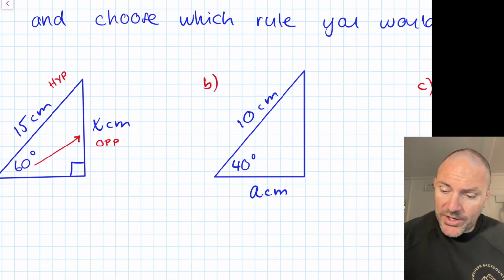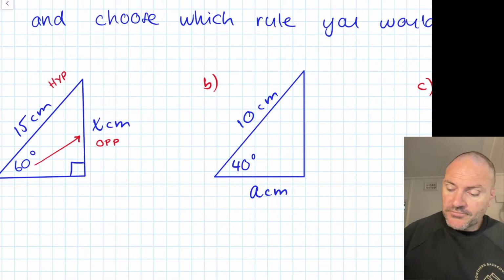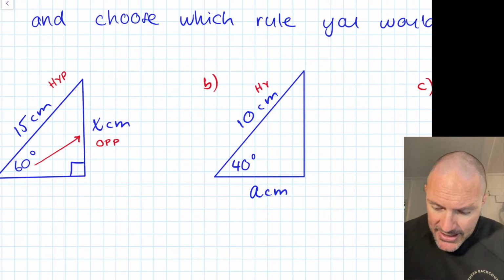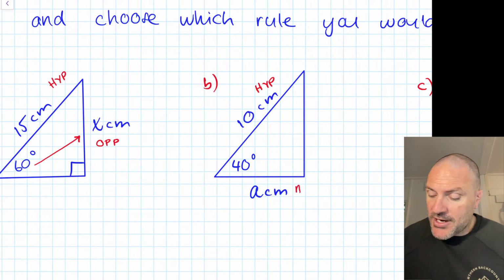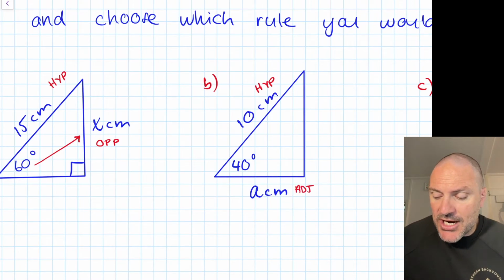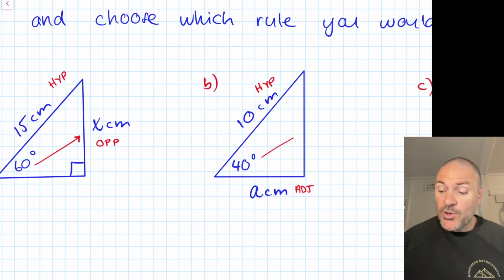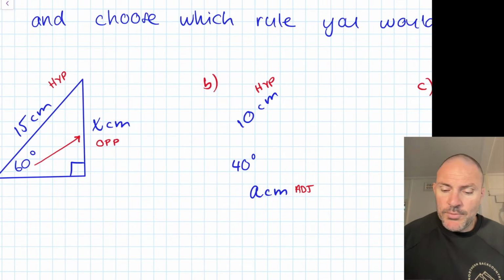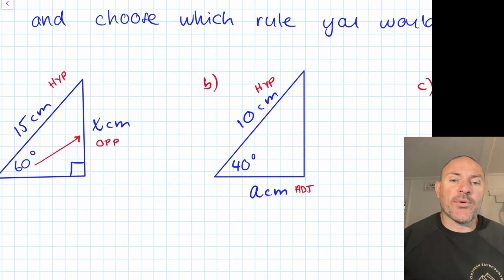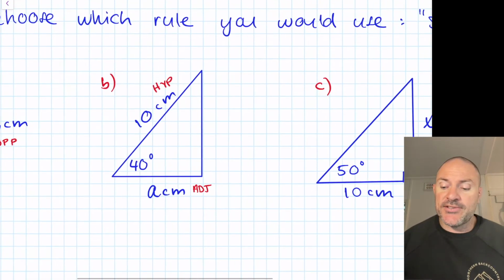B, which sides have we been given? Well, the 10 is called the hypotenuse, isn't it? What about the A? Well, this time it's next to 40 degrees, so we're going to call this the adjacent side. There we go. We do have the opposite side, of course, but it's not given to us. It's not labeled, so I'm not going to do anything with it. I'm going to put the hypotenuse and the adjacent.